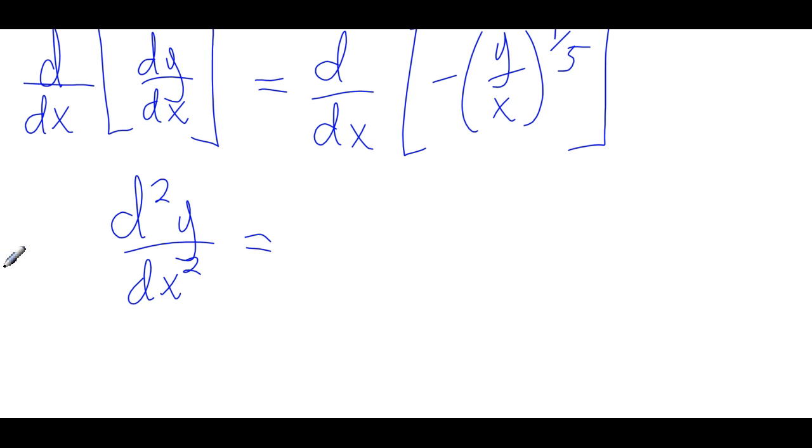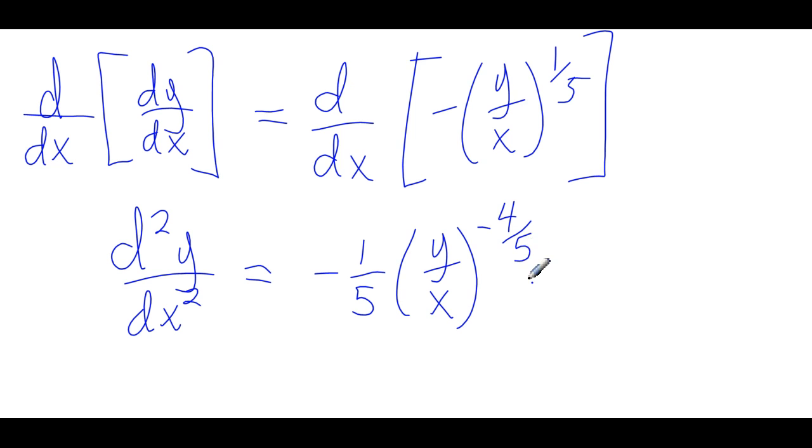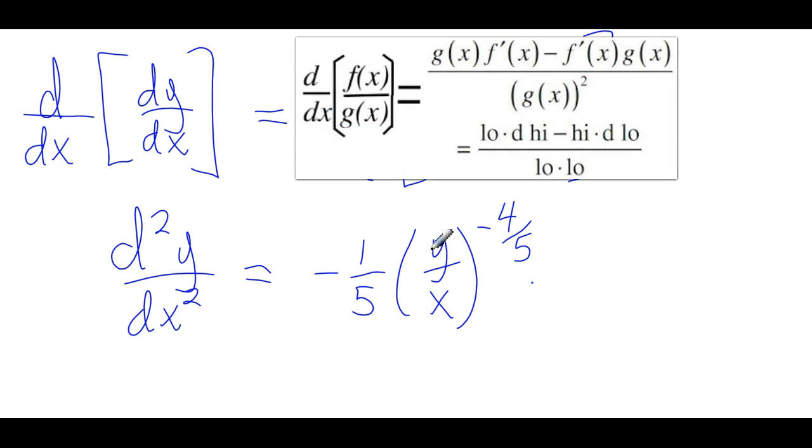Now on the right-hand side, I've got something to a power, so I need the power rule there. So negative 1/5 times y over x to the, if I subtract 1, I'll have a negative 4/5. And now I need to chain on the derivative of what's inside. Well, the derivative of what's inside is going to need implicit differentiation. It's the derivative of y over x, so I have to use the quotient rule here, and I have to remember when I get to y that I need that chain rule part of it.